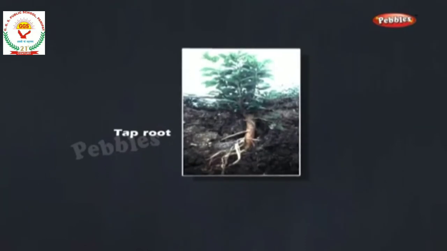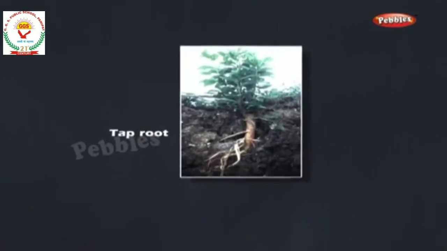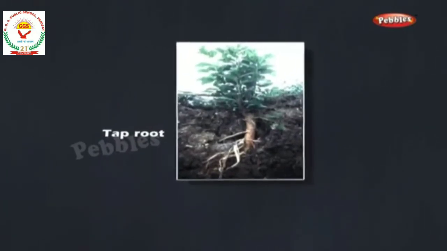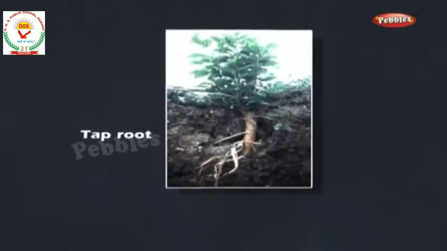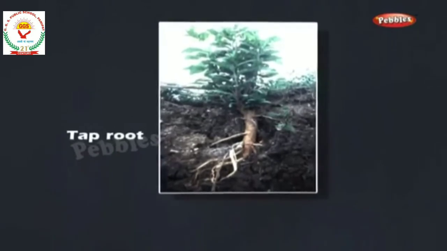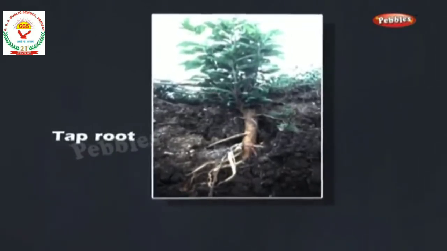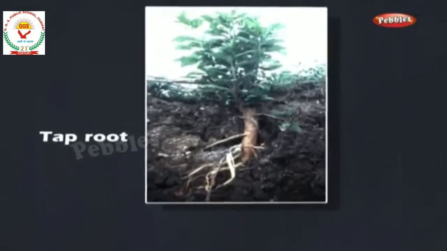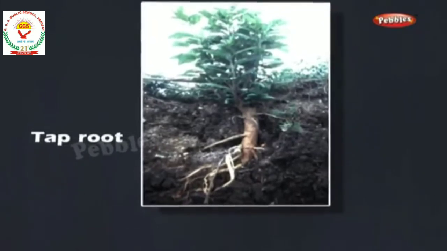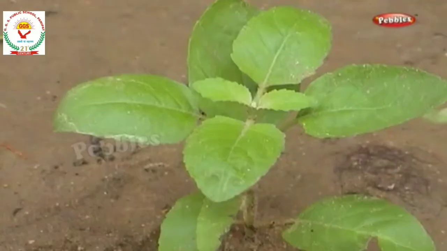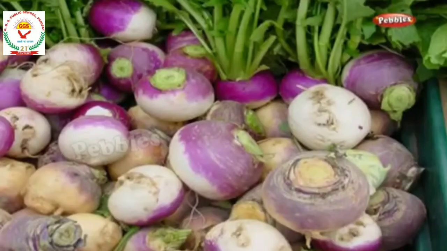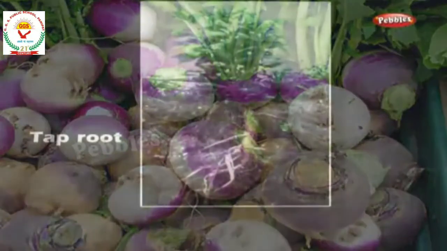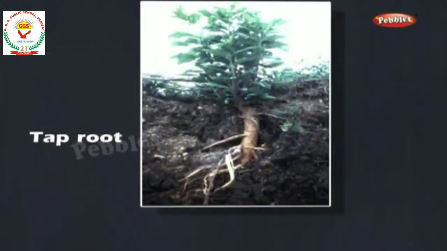The root. Gently pull out a mustard plant and a grass plant from the soil. Examine their roots. Are they the same? A mustard plant will have a main root from which a number of branch roots arise. Such a root is called a taproot. Pea, tulsi, radish, carrot and turnip are examples of some other plants that have taproots.